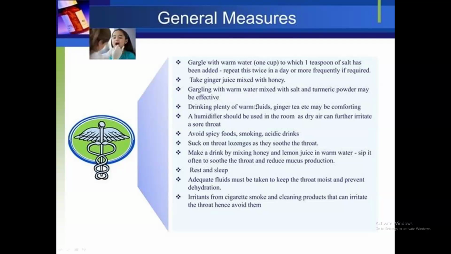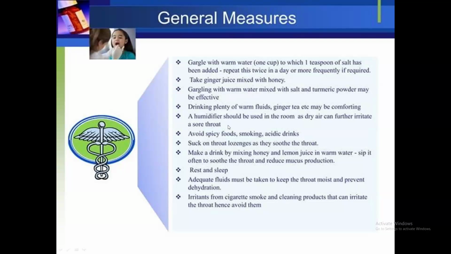Then drinking plenty of warm fluids and ginger tea are also good for the soothing effect of adenoids. Then we have to tell the child or the patient to avoid spicy foods, smoking and acidic drinks, and to suck on throat lozenges. Then make a drink by mixing honey or lemon juice in warm water. Sip it often to soothe the throat and to reduce mucus production.